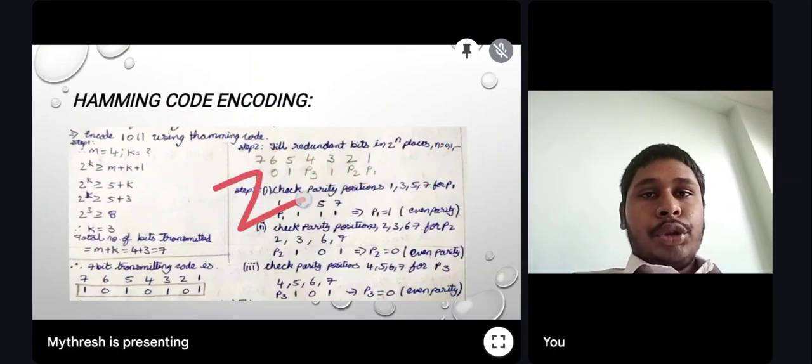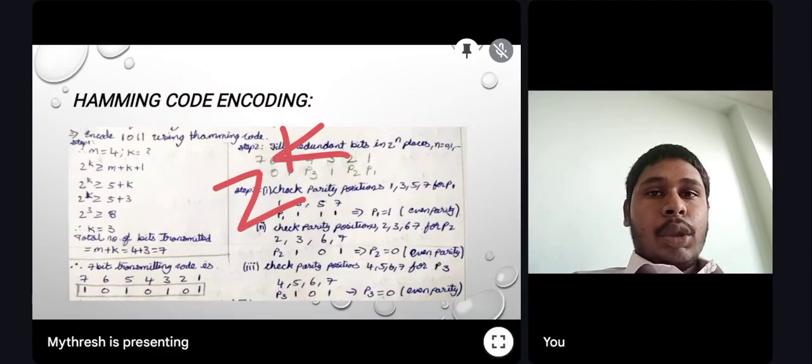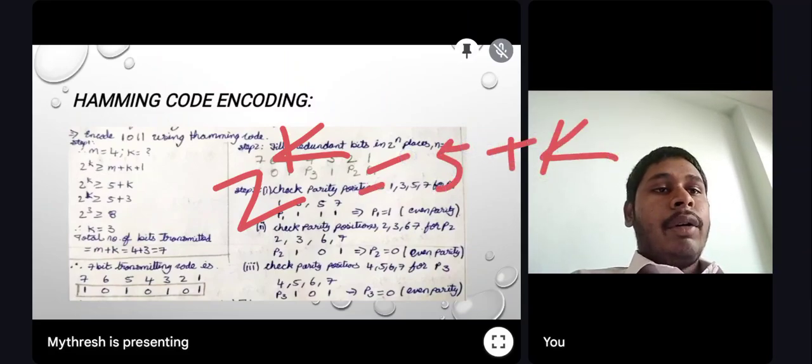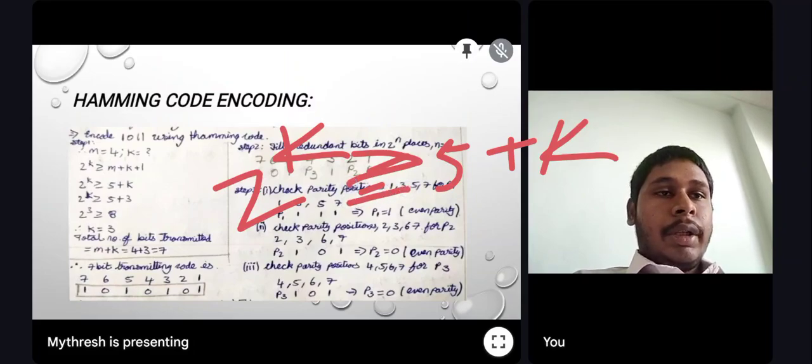So if we substitute k, we need 2 power k greater than or equal to m plus k plus 1. With m equal to 4, that is 4 plus 1, that is 5 plus k. So we do trial and error. If we put k is equal to 1, we get 2 power 1 greater than or equal to 5 plus 1, that is 6. 2 power 1 is equal to 2, which doesn't satisfy the condition of greater than or equal to.